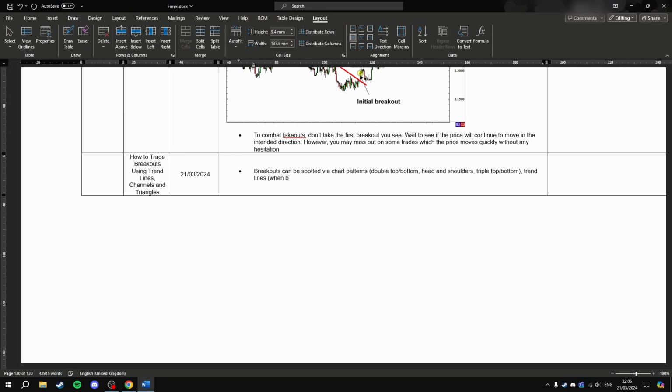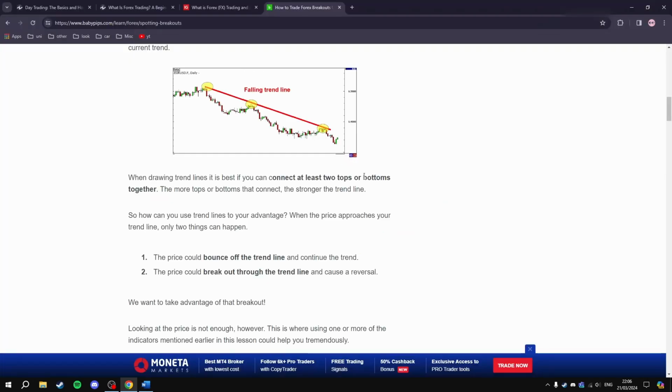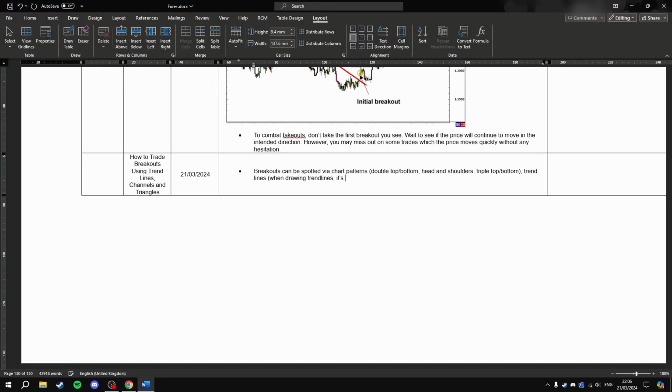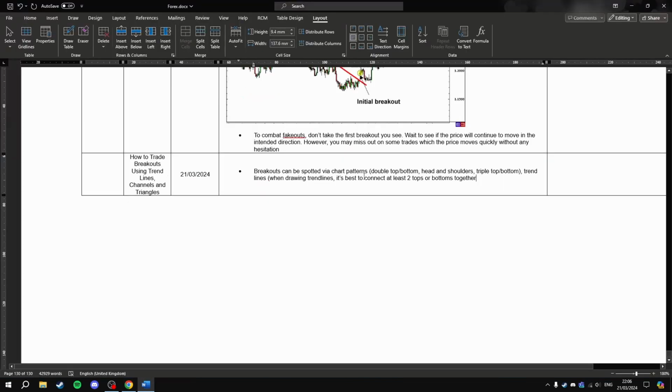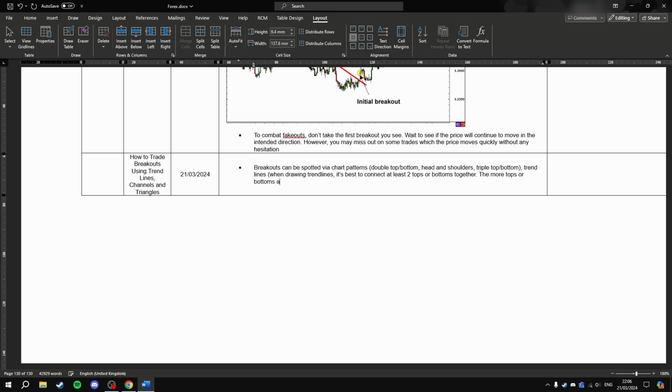So when drawing trend lines, it's best to connect at least two tops or bottoms together. The more tops or bottoms that are connected, the stronger the trend line.